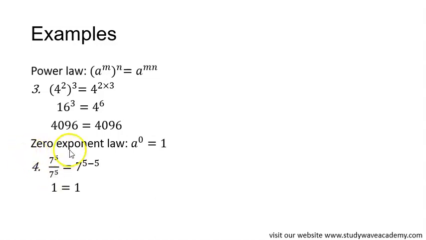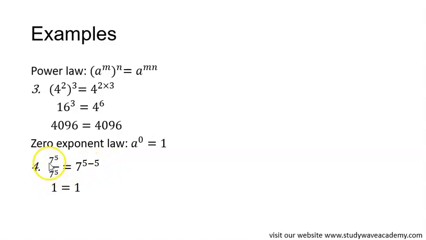So next we are going to be looking at the zero exponent law, which states that a raised to the power 0 is equal to 1. So let's apply it. If we have this equation, 7 raised to the power 5 divided by 7 raised to the power 5 is equal to 7 raised to the power 5 minus 5. Which law is this? Can you remember this law? It's the quotient law, right? When you divide two powers with the same base, you can subtract the exponents, right?